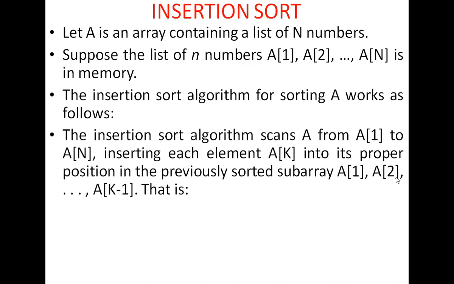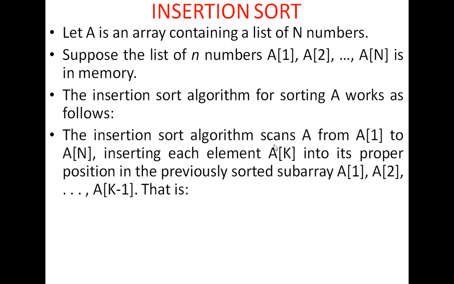Assume that A of 1, A of 2 up to A of k minus 1 form the already sorted subarray. Now, the next element is A of k, the element to be inserted into this subarray. The insertion sort algorithm scans from A of 1 to A of n, and this A of k will be inserted into its proper position in the subarray, which is already sorted. As in the previous example, we have seen how 12 is inserted in its proper position.